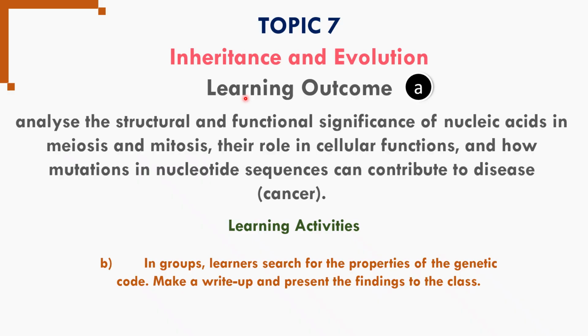Thank you very much for participating in topic 7, inheritance, evolution, learning outcome A. We have been looking at the structure and function significance of nucleic acid in meiosis and mitosis, their role in cellular function, and how mutation in a nucleotide sequence can contribute to diseases like cancer. In the learning activity, learners in groups search for the properties of the genetic code, make the write-up and present the finding to the class.